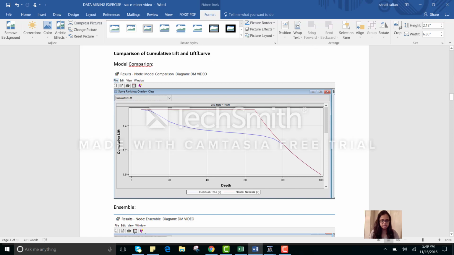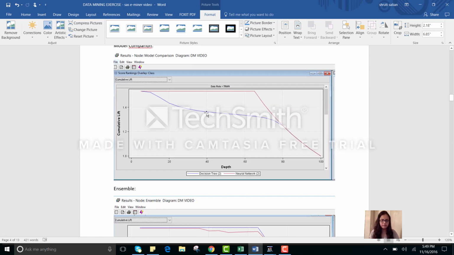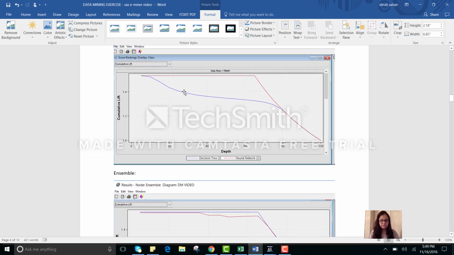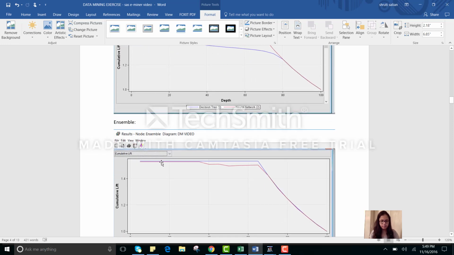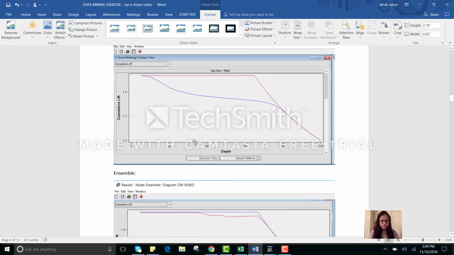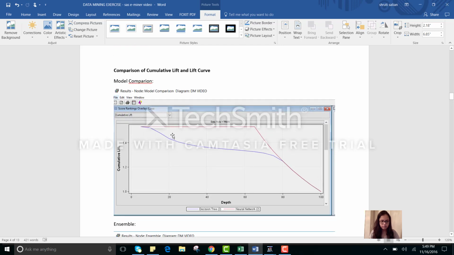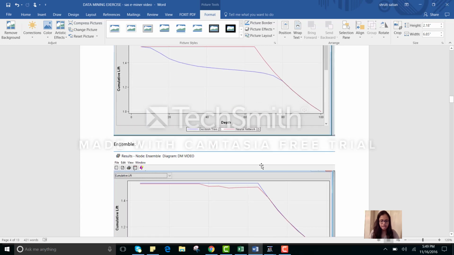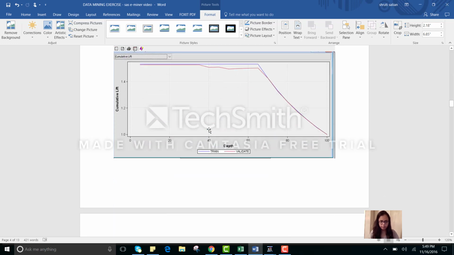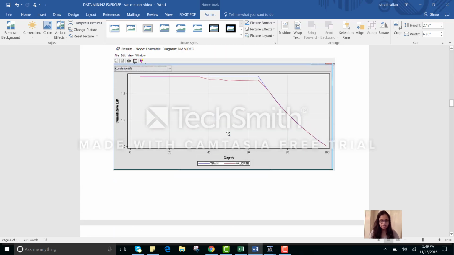When we see the cumulative lift curve and the lift curve for model comparison and the ensemble, we see that for the ensemble the lift is much smoother, and for the comparison output the decision tree curve is at a much lower level as compared to the ensemble output. There is more lift in the ensemble output.